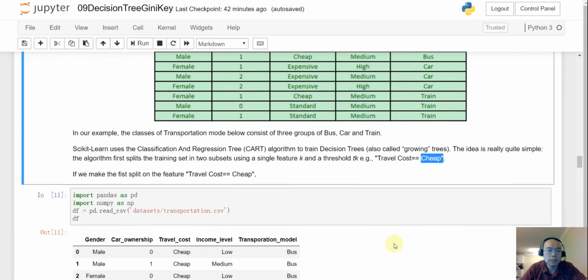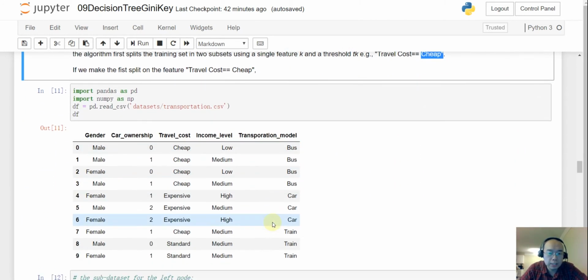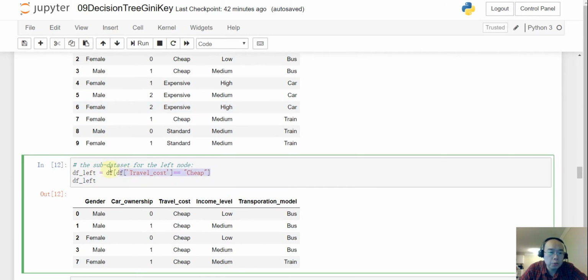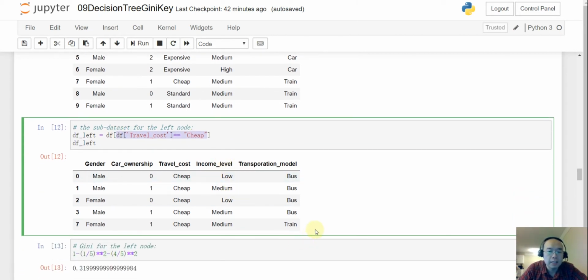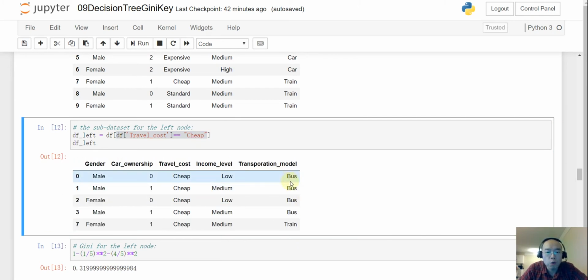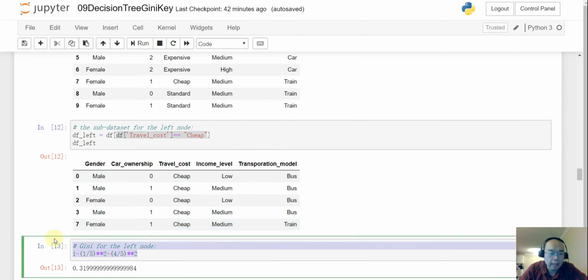Okay, so the next part, let's try to load this dataset, and then do a split here by doing a mask or a filter. If a sample has the travel cost as cheap, then I'm keeping it in this sub-dataset. And in this sub-dataset, I have 4 buses and 1 train, right? So then I can calculate this Gini.